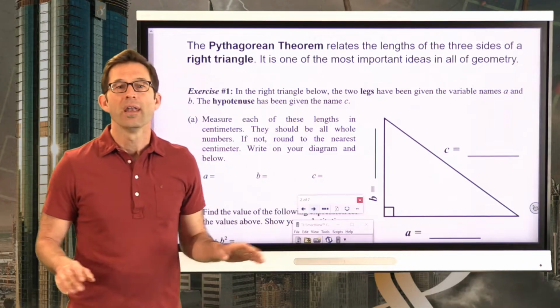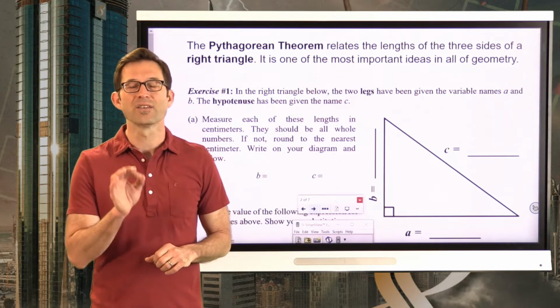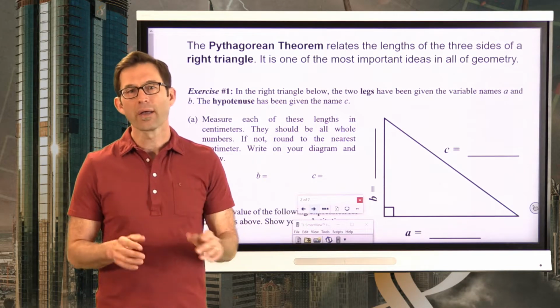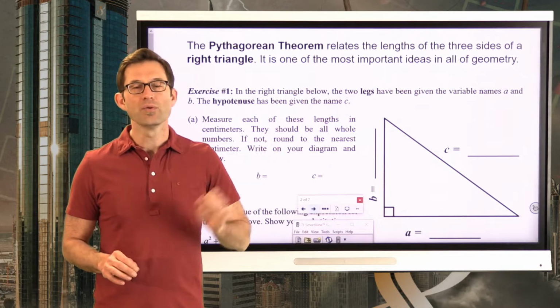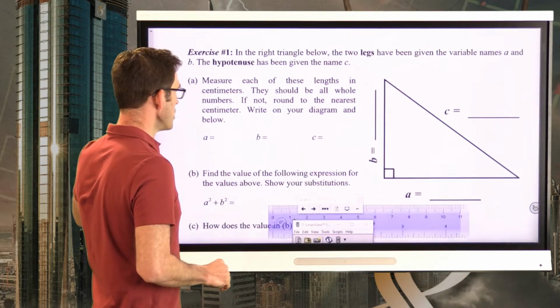All right, here we go. Now the Pythagorean Theorem specifically relates the lengths of the three sides of a right triangle. A right triangle, not a generic triangle, but a triangle that's got a right angle in it. It is one of the most important ideas in all of geometry. So let's get into it a bit.